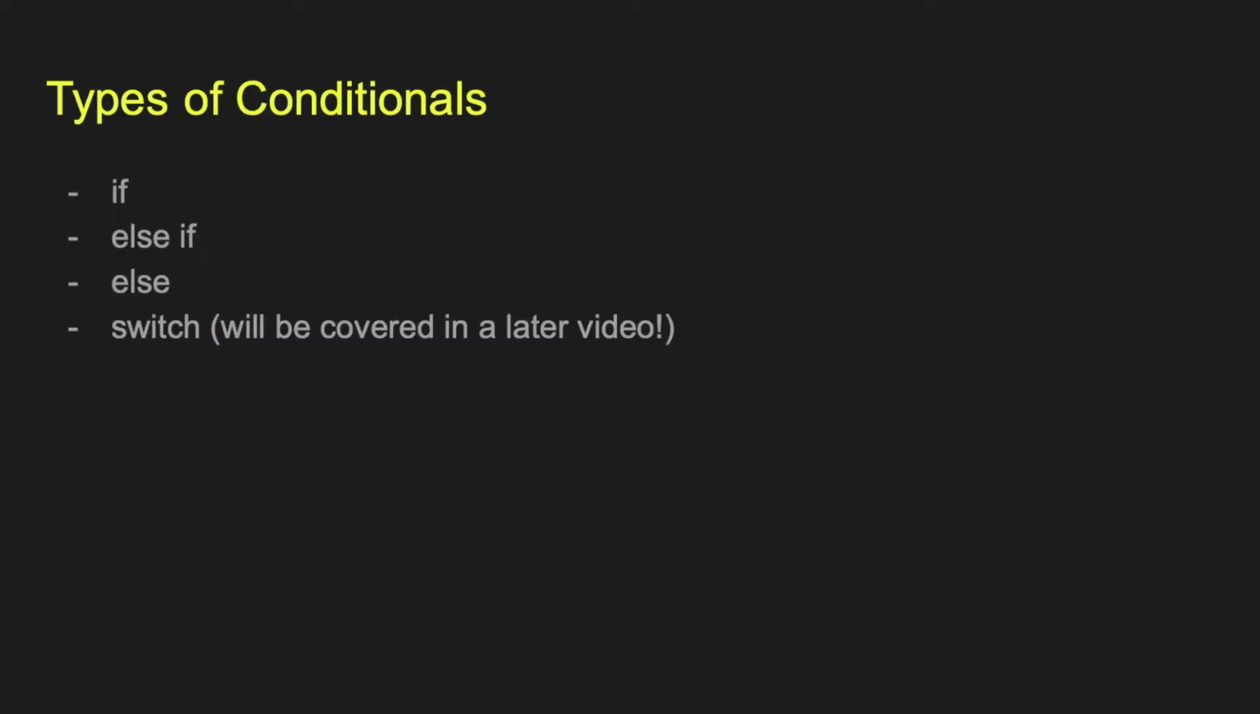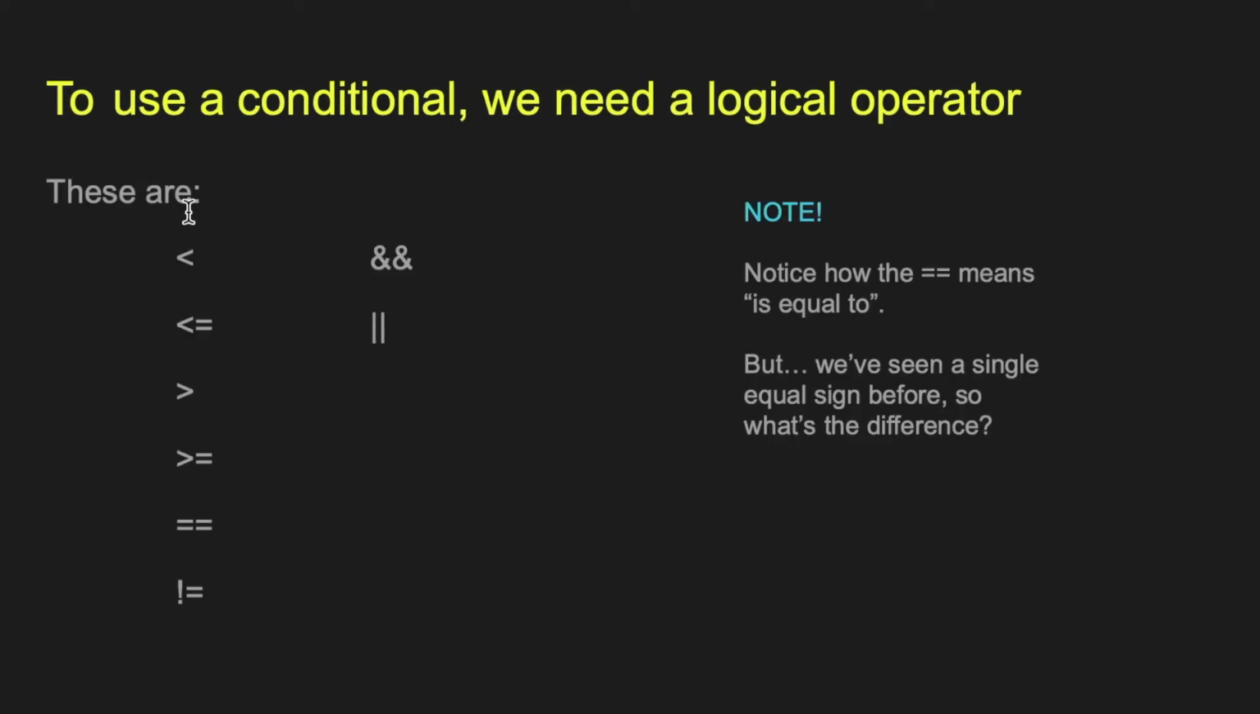And so we have different types of conditionals. There's three main ones that you're probably going to use in this class: if, else if, and else. These go together, as you'll see in a little bit. But to use a conditional, we need a logical operator.